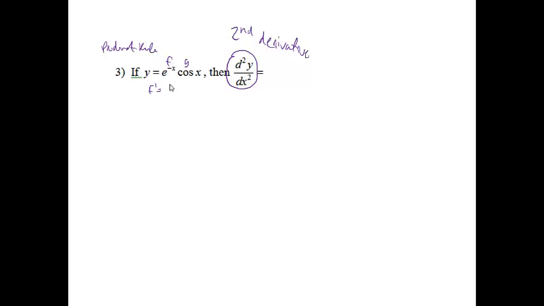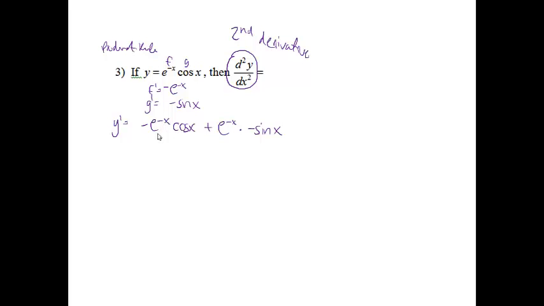My f prime will be e to the u du, so it's going to be e to the negative x times the derivative of negative x, which is negative 1. And then g prime, the derivative of cosine x, is negative sine x. So I'm ready to find the first derivative. So we'll have f prime times g, negative e to the negative x times cosine x, plus f times g prime, so e to the negative x times negative sine x. And I guess I'm set from here.